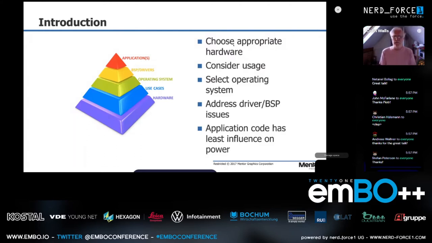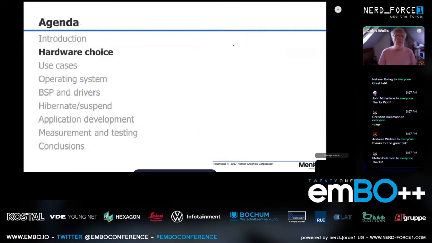Right at the top of the pyramid is the application code. This has least influence on power. You can do very little in the application code to control the consumption of power. You can probably do things which don't help the power consumption, but this is not the area we want to consider too much. So let's start and consider hardware choice.